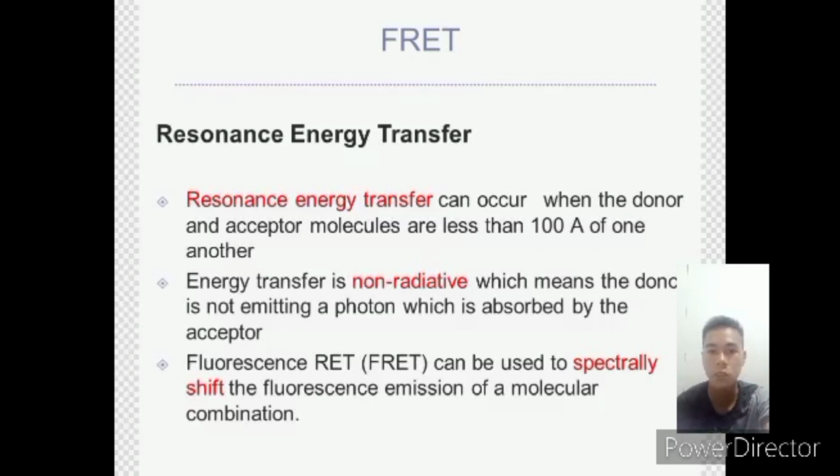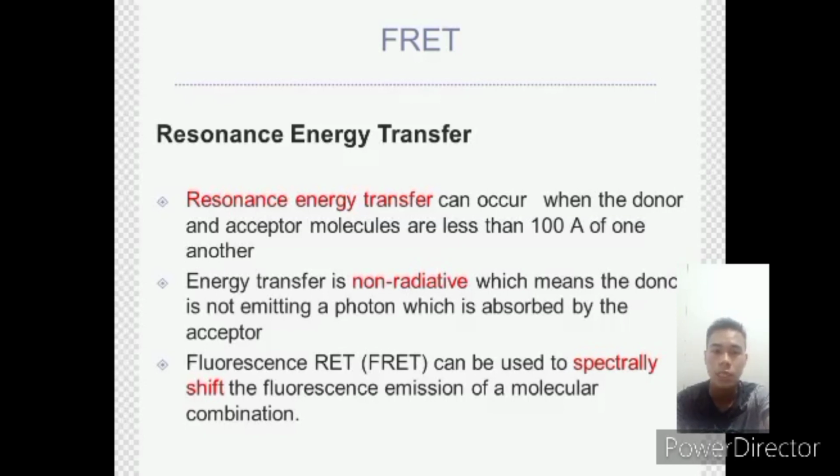FRET can be an accurate measurement of molecular proximity, at distances of 10 to 100 angstroms, and is highly efficient if the donor and acceptor are positioned within the Förster radius, typically 3 to 6 nanometers. Furthermore, FRET efficiency is dependent on the inverse sixth power of the intermolecular separation.